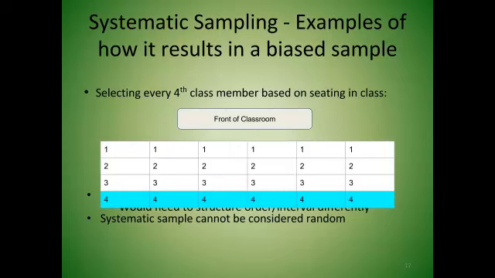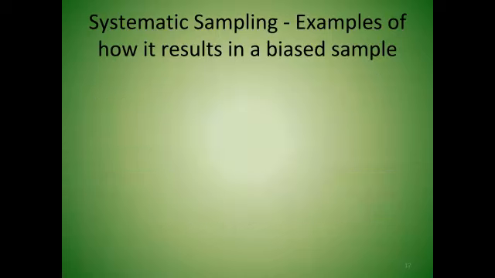Let's say a researcher sampled every fourth person sitting in a classroom, and there happen to be 4 rows in the classroom. So when the researcher counts off every fourth person front to back, every person included in the sample happens to be in the back row, and the typical back row student may be very different from your typical front or middle row student. So this illustrates why systematic sampling cannot be considered a random sampling method.